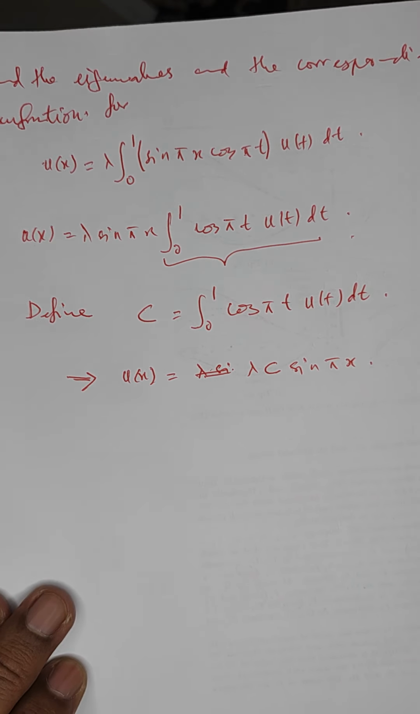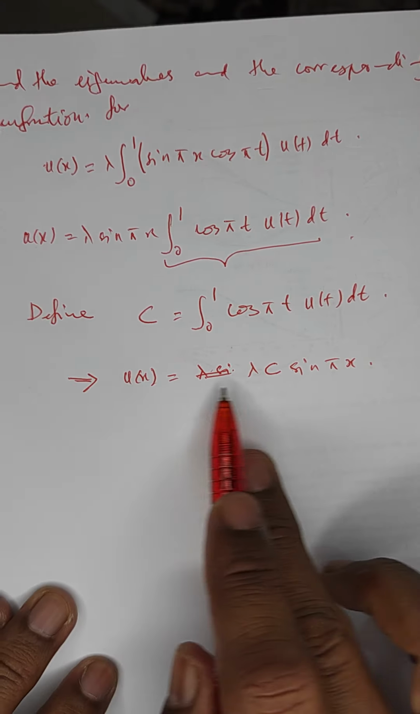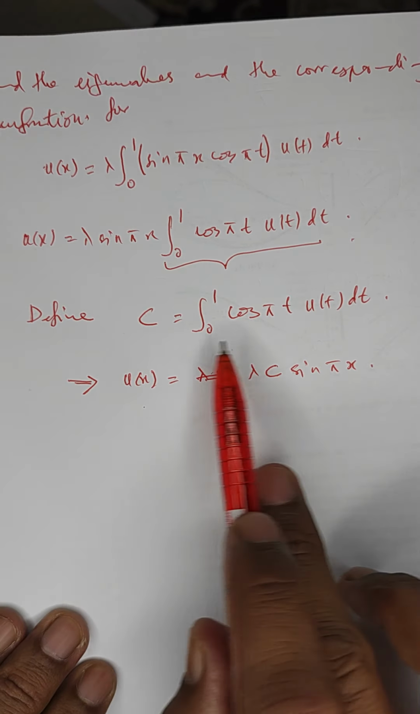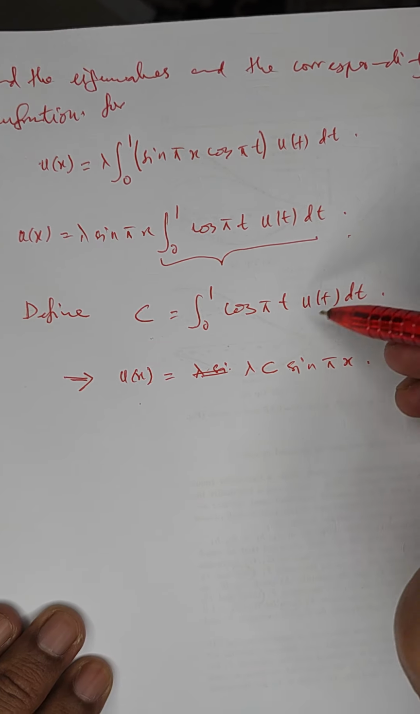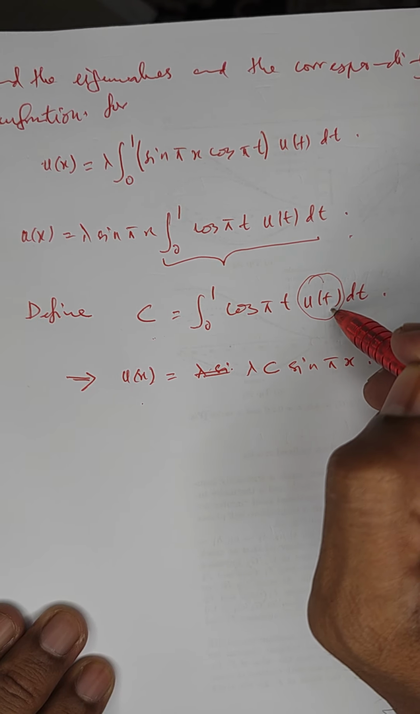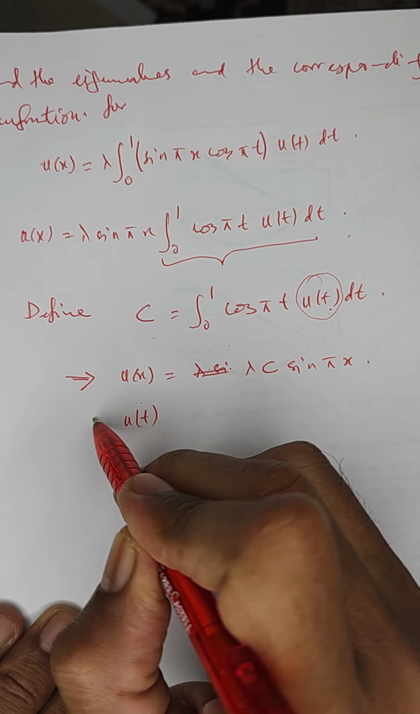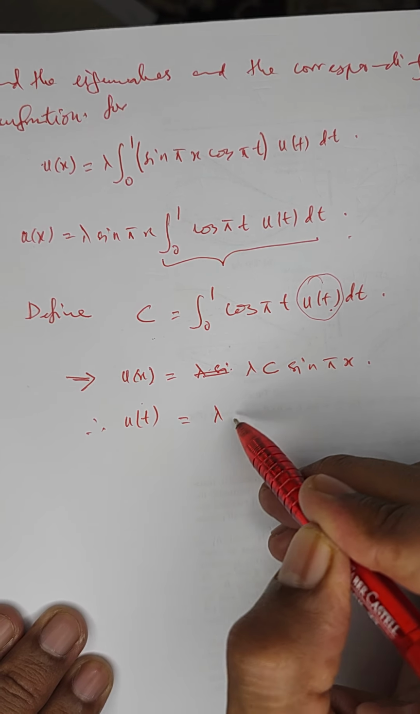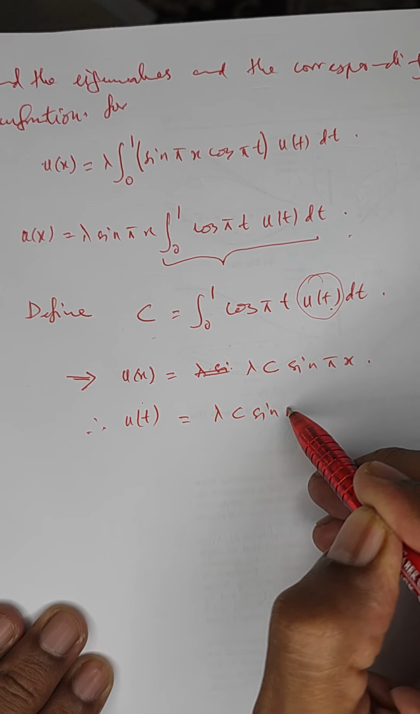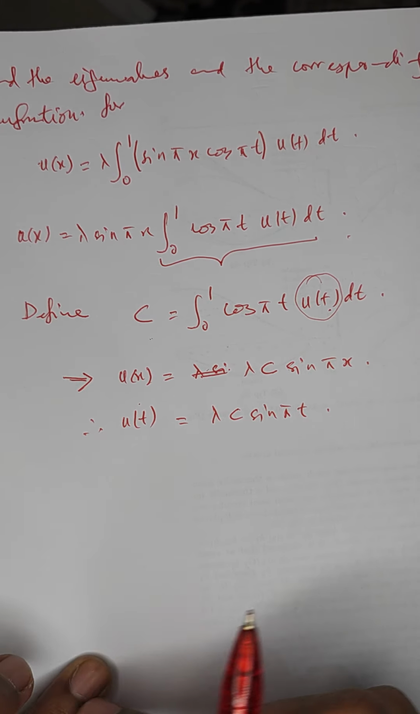And of course I can change those variables. The purpose is that we want to evaluate c, and c here is a function of t, u(t), so I can change that. Therefore we have u(t) is equal to lambda c sine pi t.